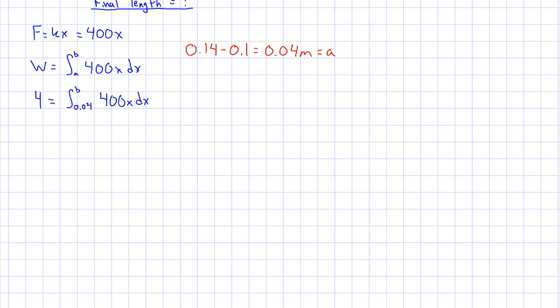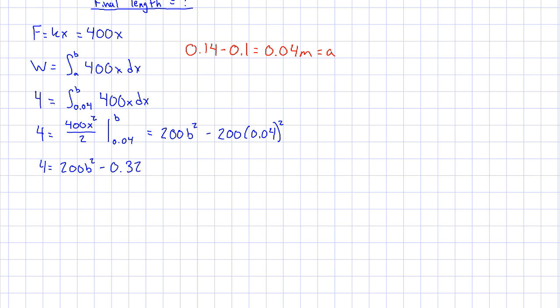So now we will go ahead and approach solving this. I have 4. I'm going to take the antiderivative here, so I'll have 400x squared over 2. I'm going to evaluate that from 0.04 to b. So when I plug in my b and my 0.04, I end up with 400 divided by 2, so I get 200b squared minus 200 times 0.04 squared. I go ahead and simplify that a little bit, and I get 200b squared minus 0.32.